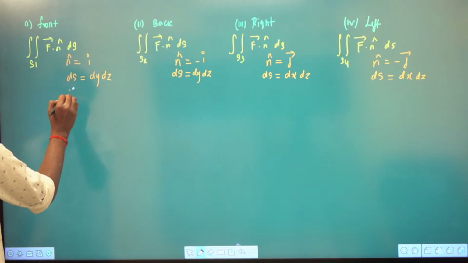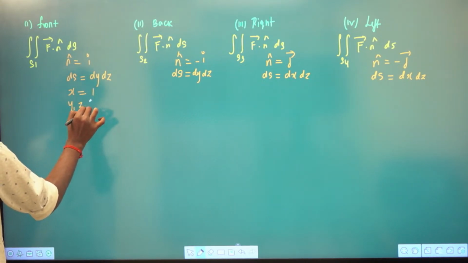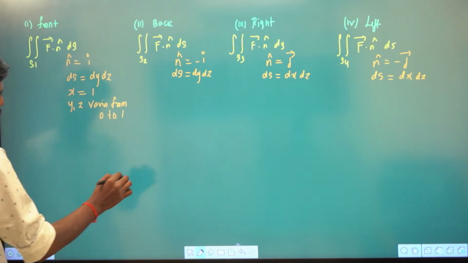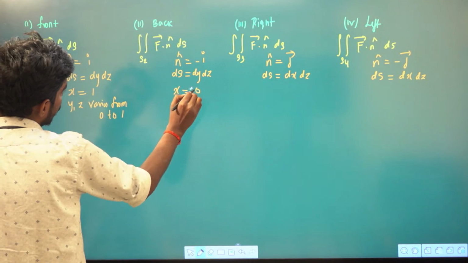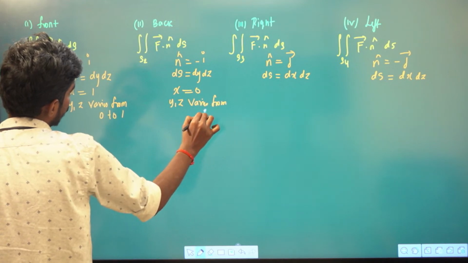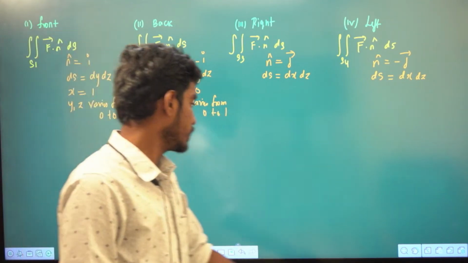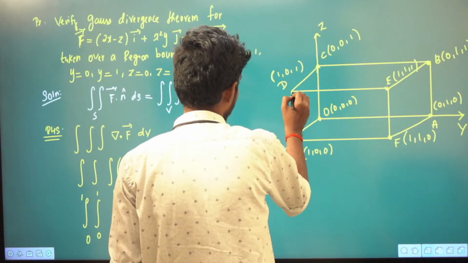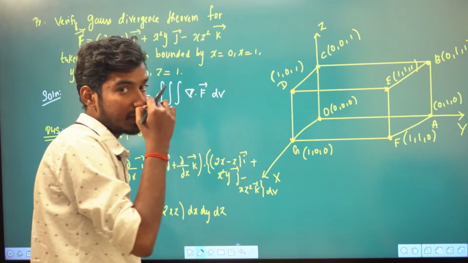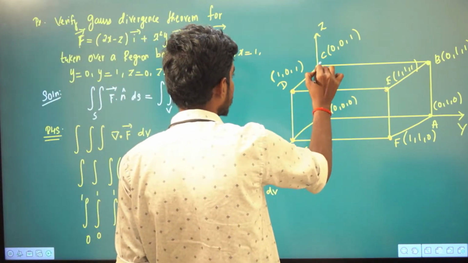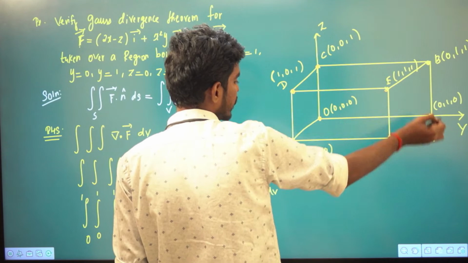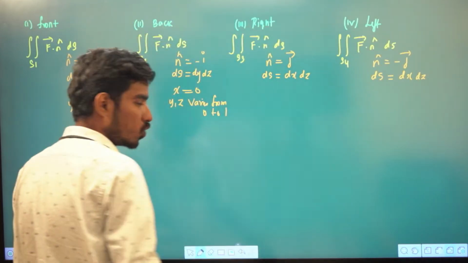And you can see x is 1, y and z vary from 0 to 1. Here x is 0, y and z vary from 0 to 1. Yes or no? So you can see for the front face x is equal to 1 is fixed. Y varies from 0 to 1, z varies from 0 to 1. And for the back face, x is equal to 0 is fixed. Y and z are varying, and we know y and z vary from 0 to 1 only.